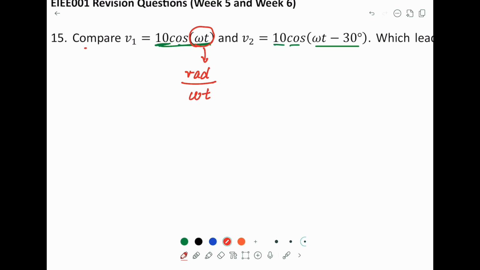Now, in physics and mathematics, there's a rule: all the variables must have the same unit.